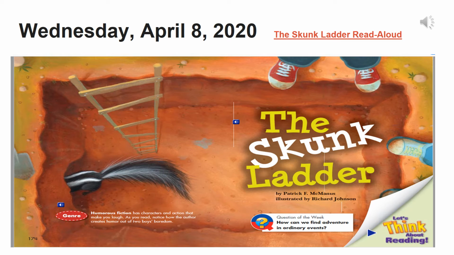The Skunk Ladder by Patrick F. McManus, illustrated by Richard Johnson. Genre, humorous fiction. Question of the week, how can we find adventure in ordinary events? The link to click to hear the story read aloud is on the top right, or you can go on and read to yourself.